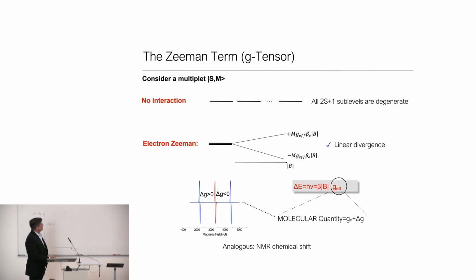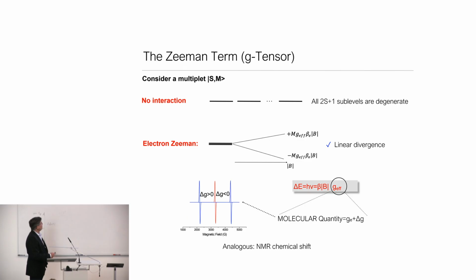But I want to mention at this point that this g value is the molecular quantity that we're after, right? And so that is usually written in EPR spectroscopy as a deviation from the free electron g value, right? So it's the free electron g value plus a delta g, and that delta g depends on molecular structure, on the geometric and electronic structure of the molecule, and that is what we are after.